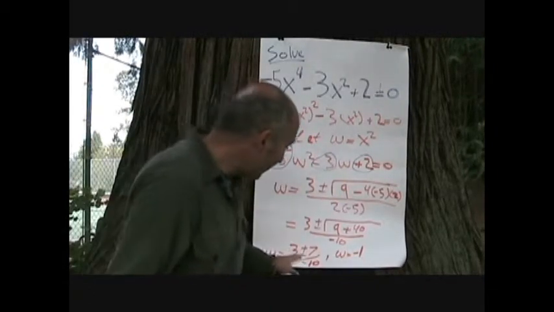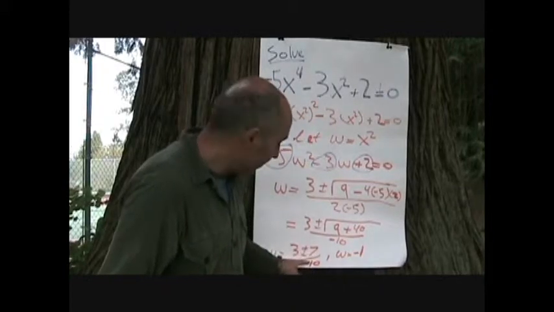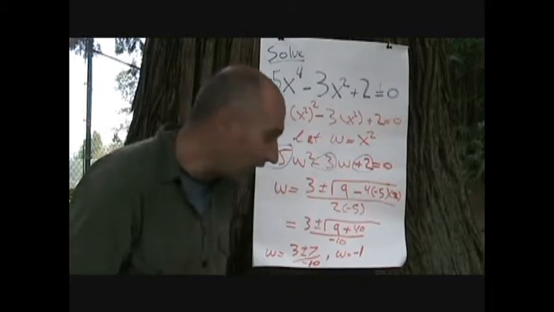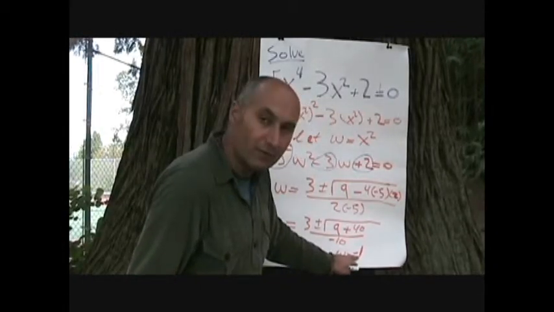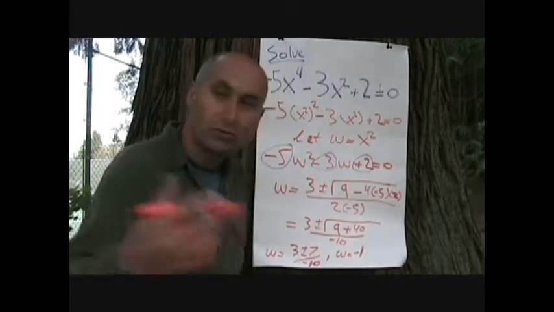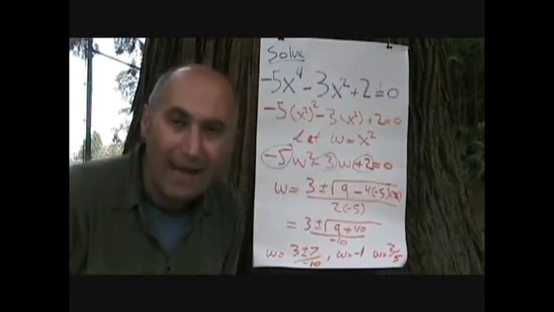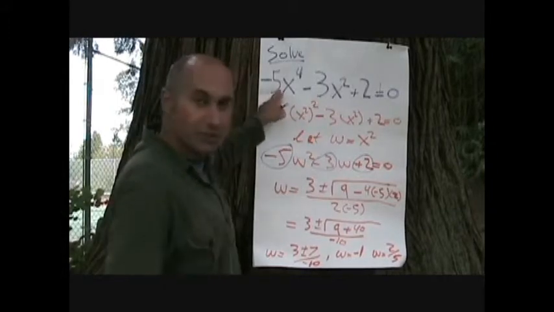And 3 minus 7 is negative 4, divided by negative 10 is going to be 4 over 10, which is 2 over 5. So W is going to be equal to negative 1, and W is going to be equal to 2 over 5, right? It's just breaking this down. Now, we haven't solved our original question yet.